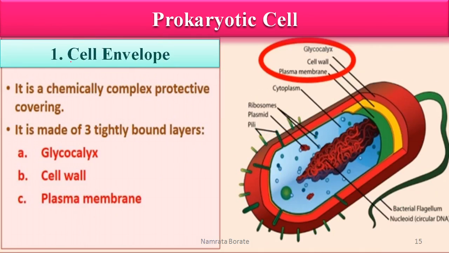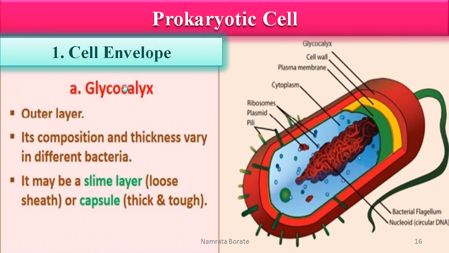The first one is the cell envelope. The cell envelope is a chemically complex protective covering. It consists of three layers. The outer layer is the glycocalyx, the second is the cell wall, and the third is the plasma membrane, the innermost layer. The first one we see is the glycocalyx. So what is a glycocalyx?